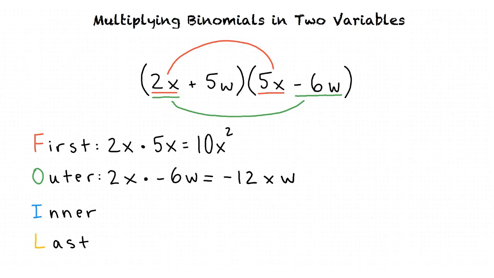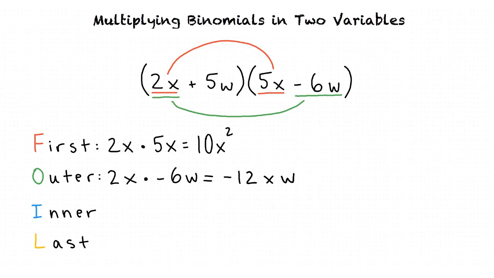I noticed that we wrote negative 6w, and our answer was negative 12xw. Why is that? Good observation. It is important that we notice the plus or minus signs when using the FOIL method. Since there is a minus sign in front of 6w, we must include that while writing down our values. Let's move on to our next step in FOIL.